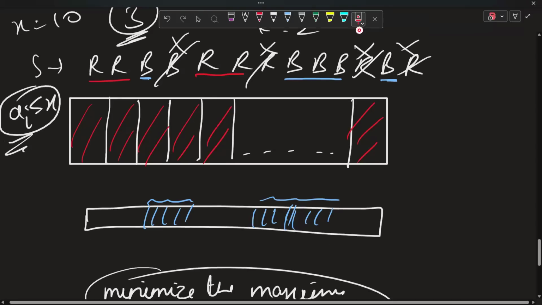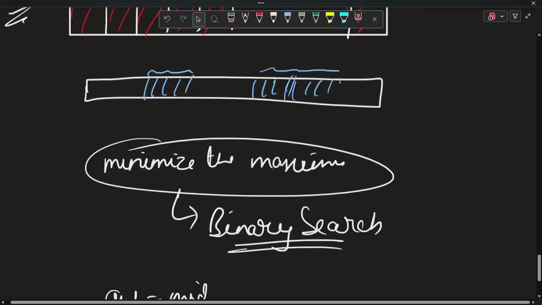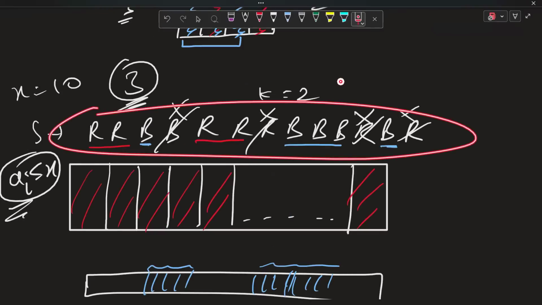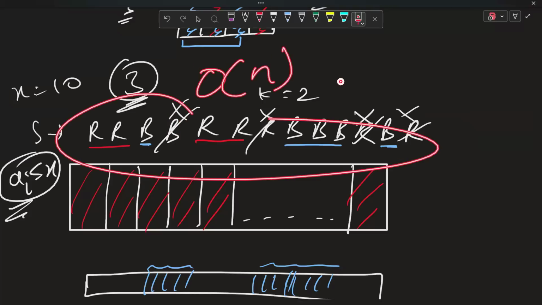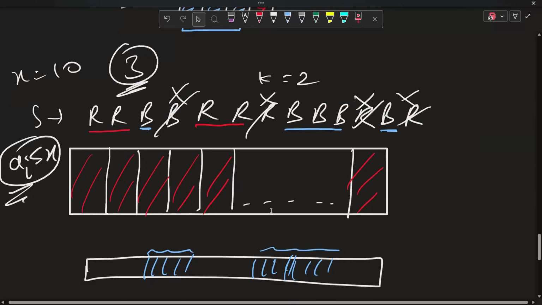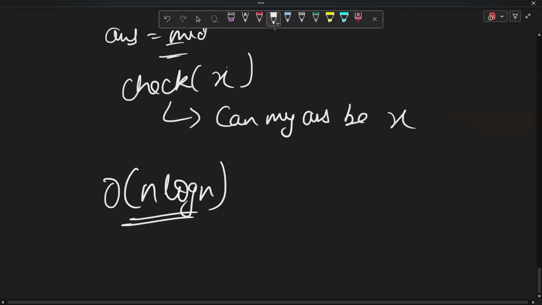So what would be the overall complexity? The outer binary search would take a log N time, and in this check function, I'm just iterating through the whole array once. Wherever I have AI less than or equal to X, I'm just ignoring that and moving forward. So the check function would be order of N, and a log N extra for binary search. Overall time complexity would be N log N, and that would be accepted. I hope the logic is clear to you now. We'll move on to the code.